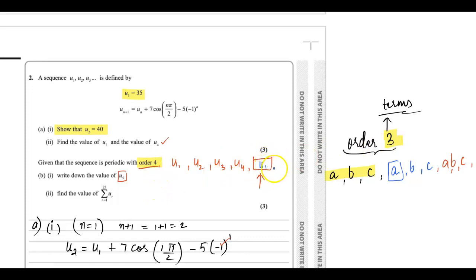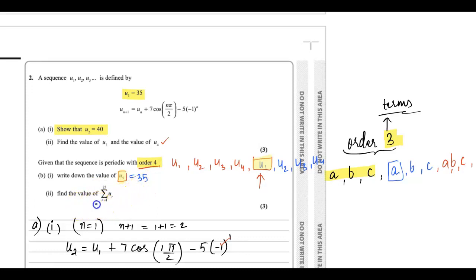So this one would be u1, u2, u3, u4, and so on. They are asking for u5. So u5 will be nothing but u1. And what is u1? u1 is 35. So the answer is 35, right? For 1 mark, that is done.